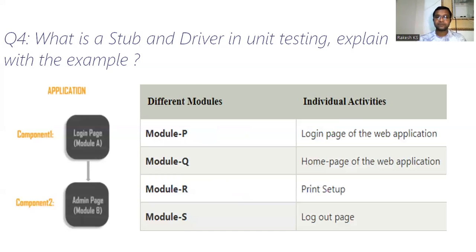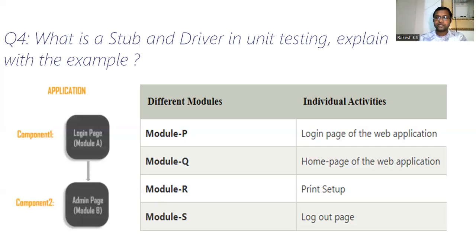Next, we shall see an example. Suppose there are four modules, module P, Q, R, S. Module P contains the login page of the web page, module Q contains the home page, R contains print, and S contains the logout page. If I want to test module P, I need to have module Q also, because if you enter the login page, that redirects it to the home page, that is the Q page. In order to have that Q page, we need a dummy page or dummy module. That module is created by the stub.